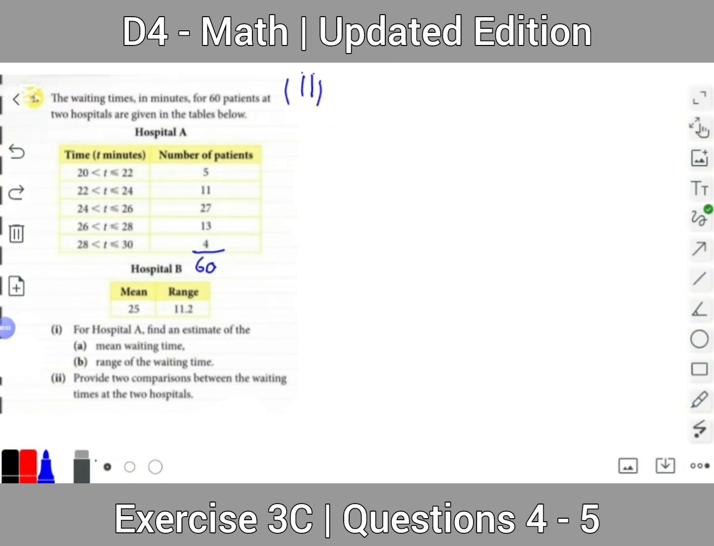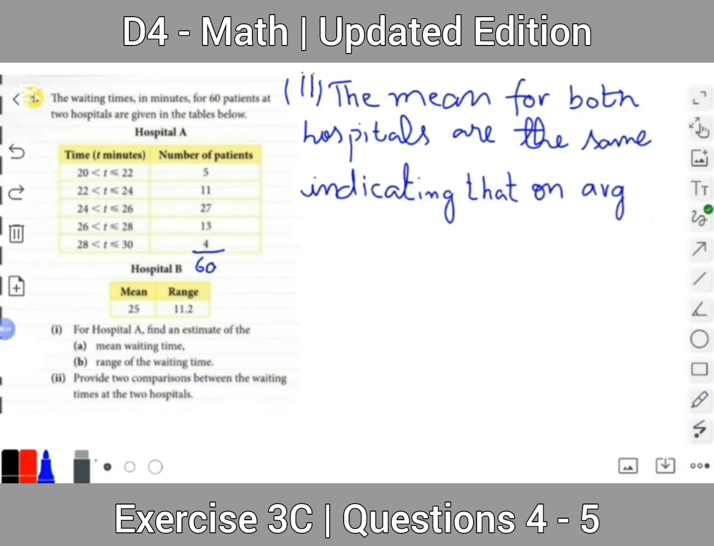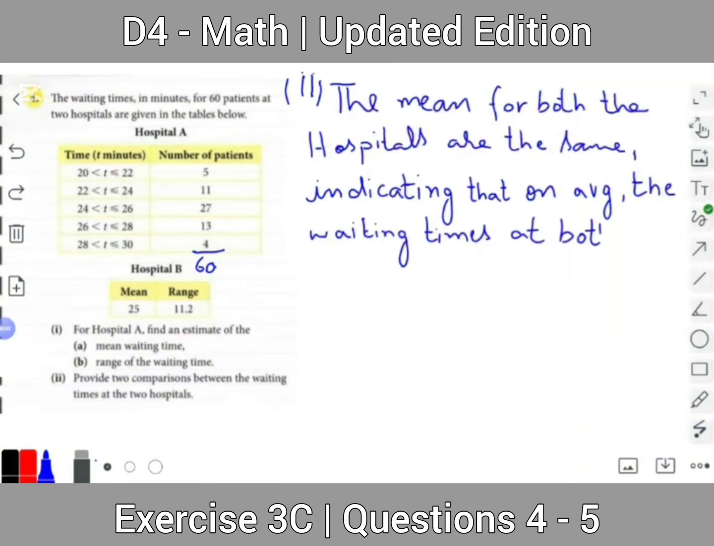Part 2, provide two comparisons between the waiting times at the two hospitals. The mean for both hospitals is the same, indicating that on average the waiting times at both the hospitals are the same.